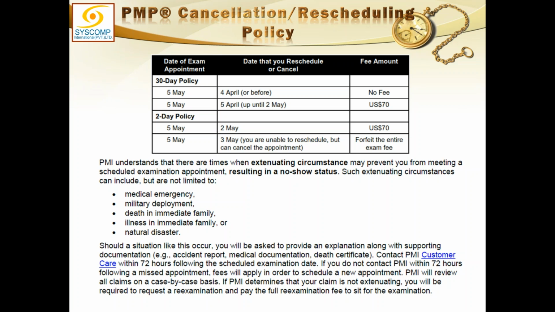If you have a death in the immediate family, and by immediate family, I mean the immediate blood relations, father, mother, brother, sister, etc. So, death in the immediate family, then also you can be allowed. Or illness in the immediate family, this also may allow you to extend your date. And the last one is natural disaster. If there is a flood, tsunami or something due to which you could not reach the exam center, in all these cases you must inform PMI within 72 hours of the exam time. And only then they may consider and allow you an additional chance.